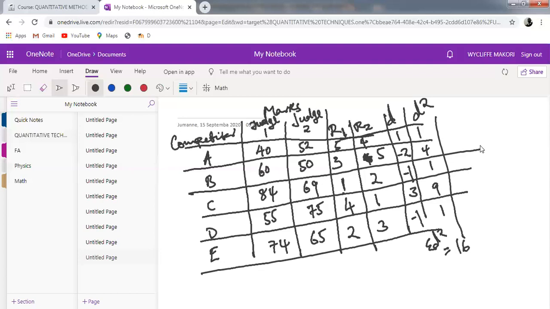Now you can go ahead and get the value of R, which is given as 1 minus 6 times the summation of D squared, which is 16, over N, where N is 5, into 5 squared minus 1. You can proceed like that. But the key point I want you to understand is that when the values have not been ranked, you rank them first, and then you get your D and D squared.